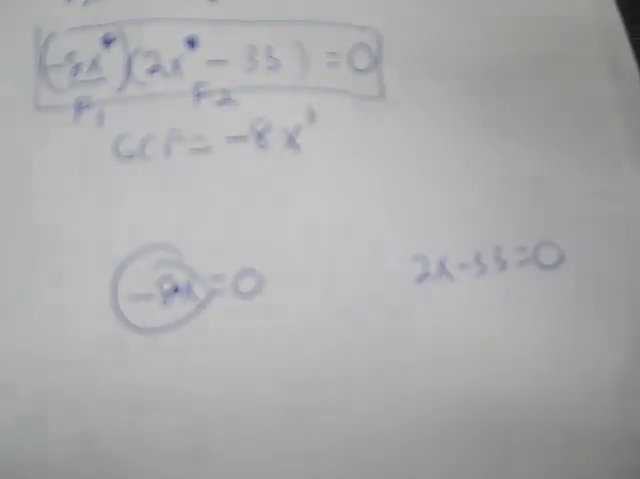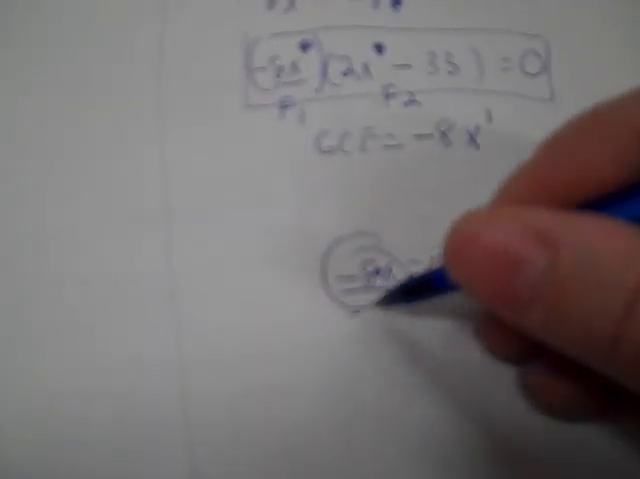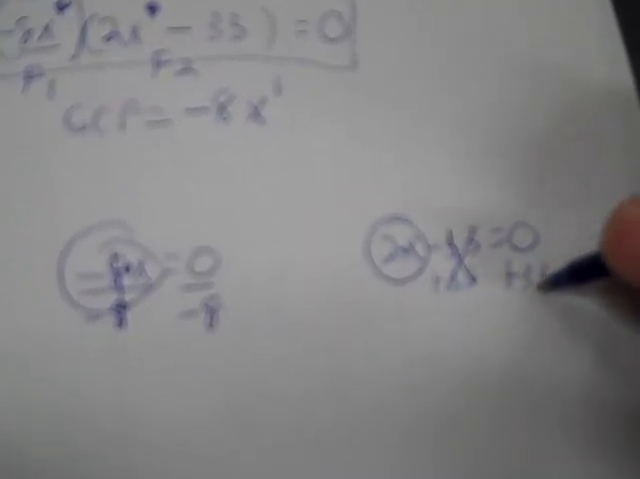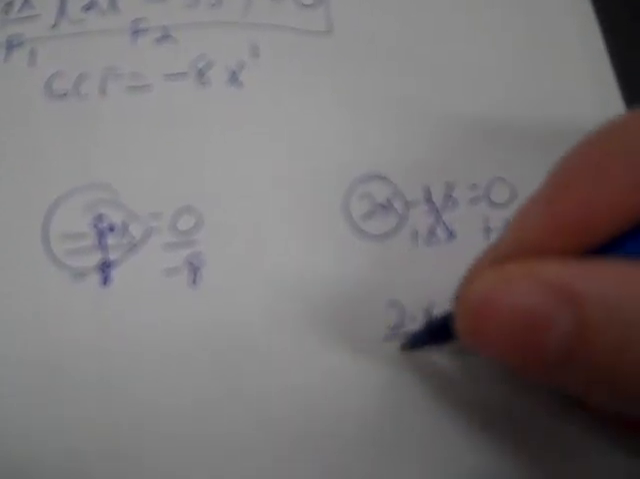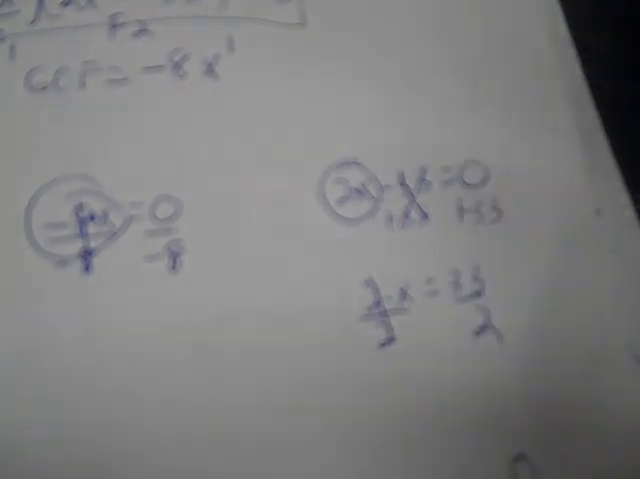So I dot my x terms and go from there. The opposite of times is to divide by negative 8. 0 divided by negative 8 is 0. Then I add 33 to both sides. So 2 times x equals 33. Then I divide by 2. So 33 divided by 2 is 16.5. Now the answer I write over here is my larger answer, 16.5.